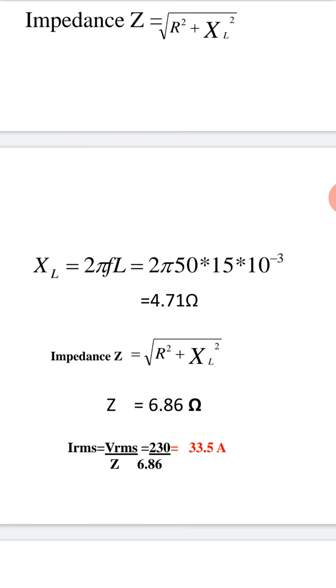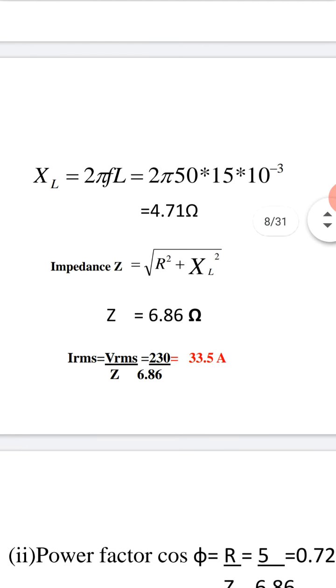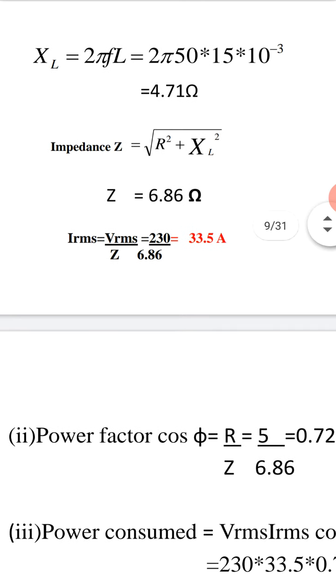Therefore, what is IRMS? IRMS is equal to VRMS by Z. Z now you got as 6.86. So 230 by 6.86 is equal to 33.5 ampere.